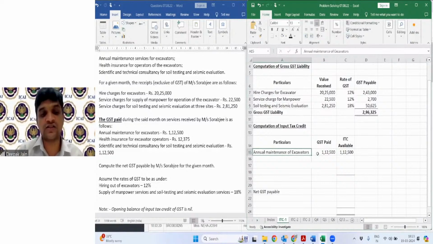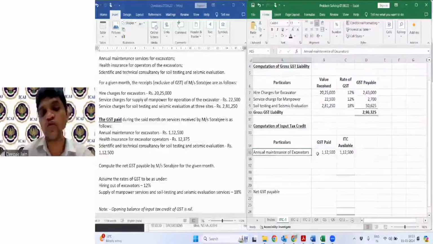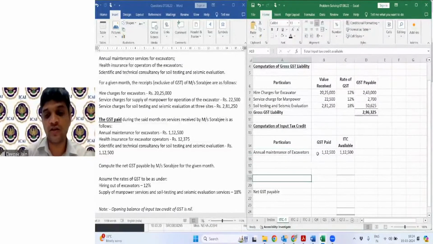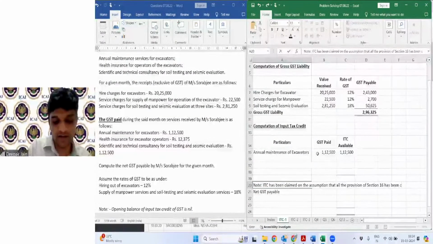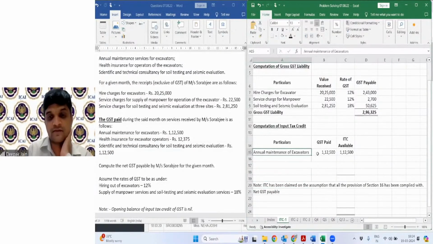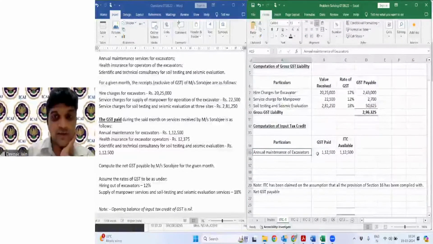Subject to other conditions. Since nothing is mentioned, you can assume, and you can mention a specific note that ITC has been claimed on the assumption that all the provisions of section 16 have been complied with. Okay. So annual maintenance of excavators.